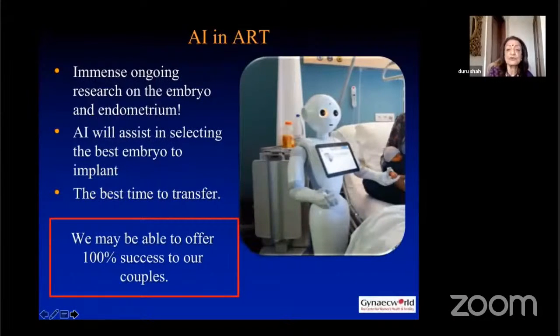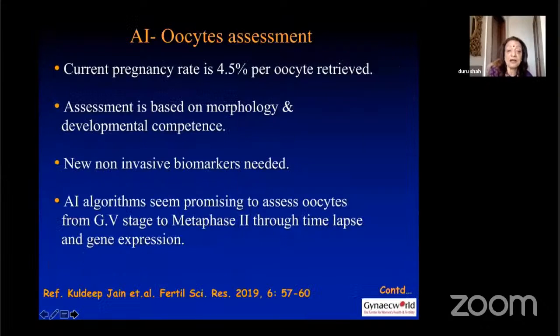So there's an immense ongoing research today on the embryo and the endometrium. AI will assist in selecting the best embryo to implant and when best to transfer it. And hopefully we may be able to offer 100% success to our couples. The current pregnancy rate is about 4.5% per oocyte retrieved. And this assessment is based on what the embryologist sees on morphology and how it develops further, whether it gets fertilized, whether it grows further.